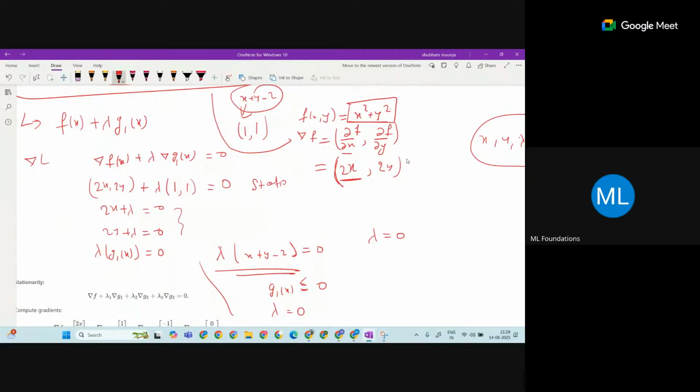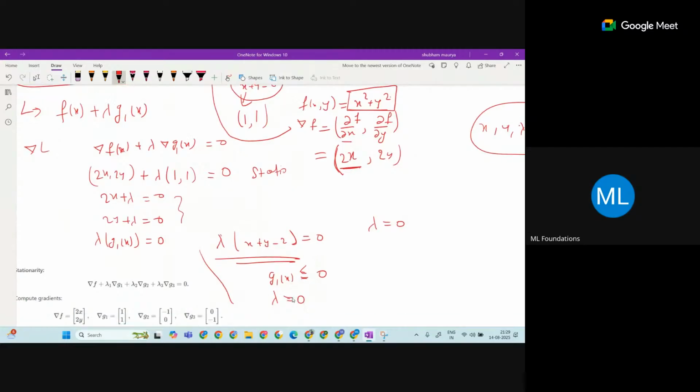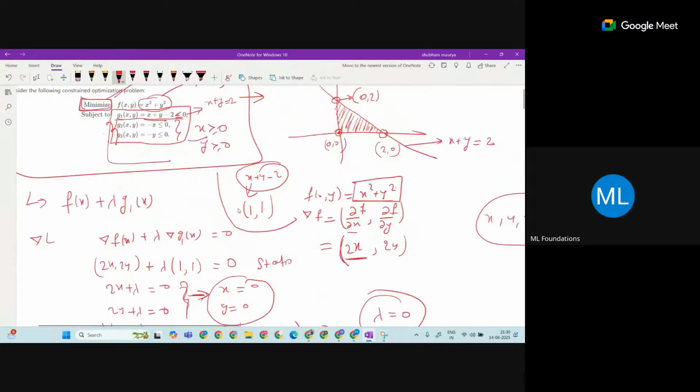So from here, the dual feasibility and the primal feasibility, which is less than or equal to, are there. Either lambda is 0 or this part is 0. If we choose lambda equal to 0, these equations will give x equal to 0 and y equal to 0. If x is 0 and y is 0, our function is x squared plus y squared.